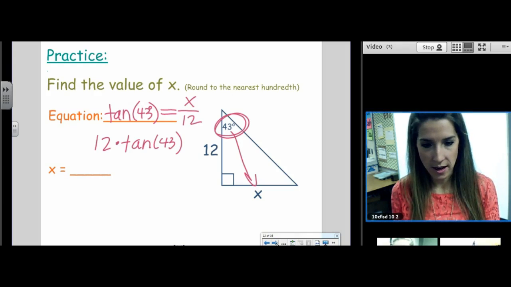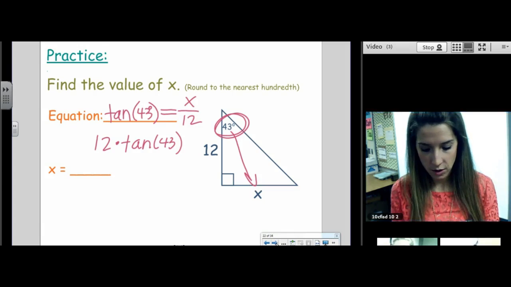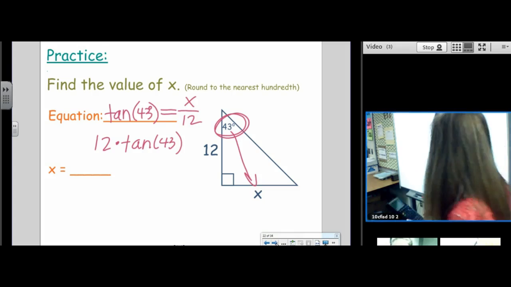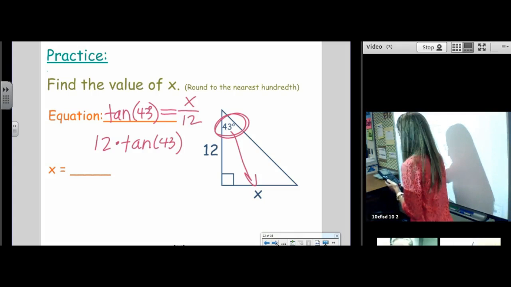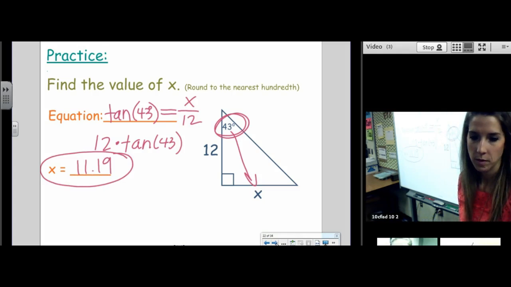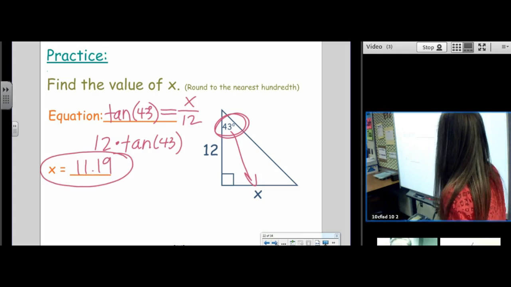So, Adriel, what'd you get? 11.2? 12 times tan 43. Very good. Round to the nearest hundredth. So it'd be 11.19. You got this, guys. Let's do another one.